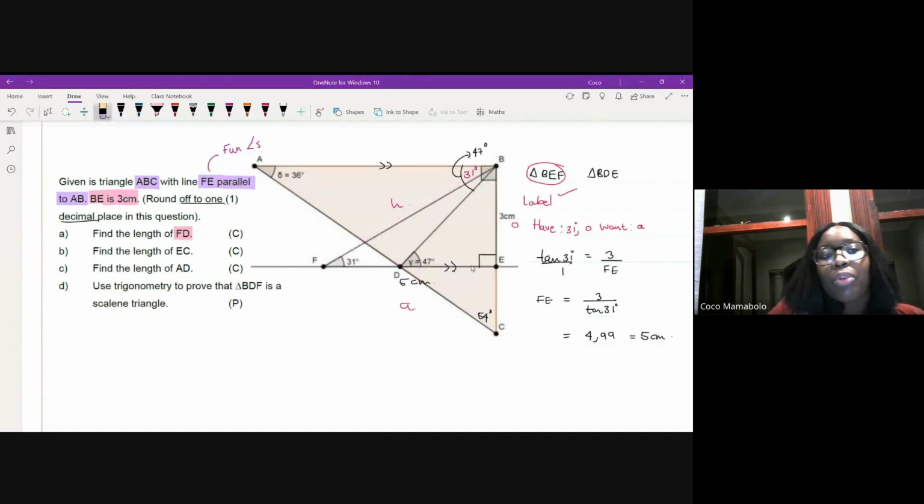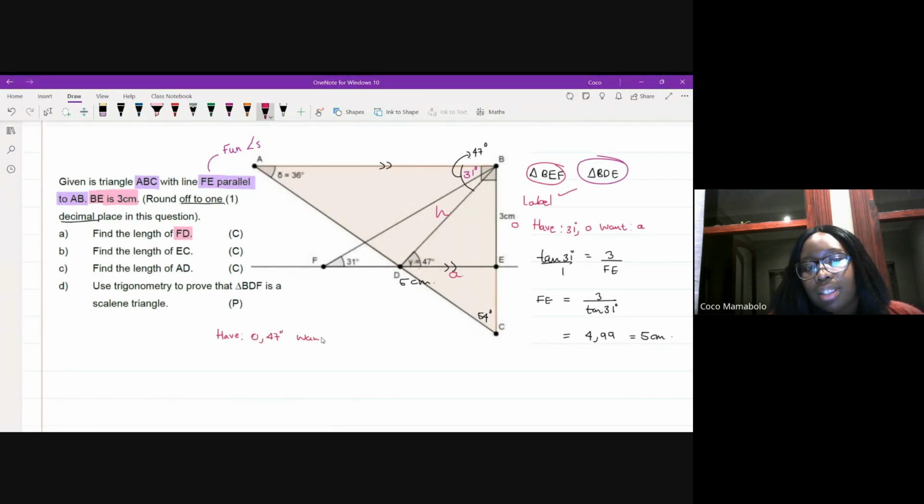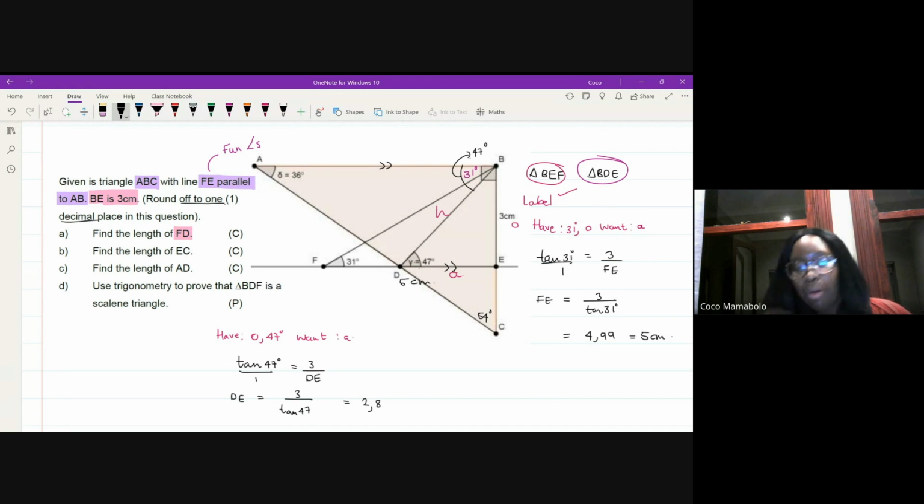Then I'm going to do the exact same thing in triangle BDE. Again, it's already labeled for me. I don't need to do any labeling. The only thing I need to do is move my hypotenuse there. There's my hypotenuse. This is my adjacent. What do I have? I have the opposite, and I have my angle, 47 degrees. And I want the adjacent. So again, I'm going to use tan. Tan of 47 degrees is equal to opposite, which is 3, over adjacent, which is DE. Therefore, cross multiplying, DE is equal to 3 over tan of 47, which is equal to 2.8. It's actually 2.797, but because we're rounding, we round that to 2.8 centimeters.